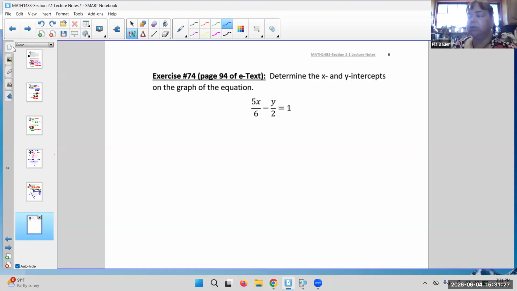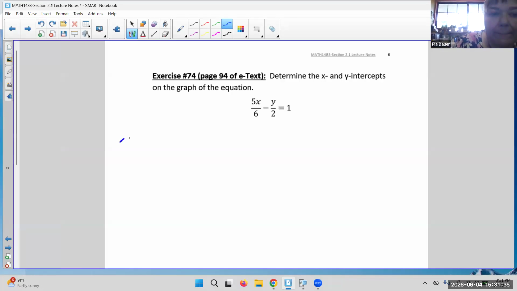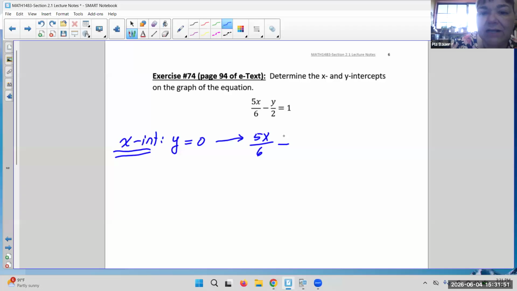You don't have to rewrite the equation or change it just because you have some fractions here. So we're going to use the same rules. You have for the x-intercept, y equals 0. So I'm going to go ahead and substitute into this equation y for 0. So I have 5x over 6 minus y, which is 0 over 2, equals 1.